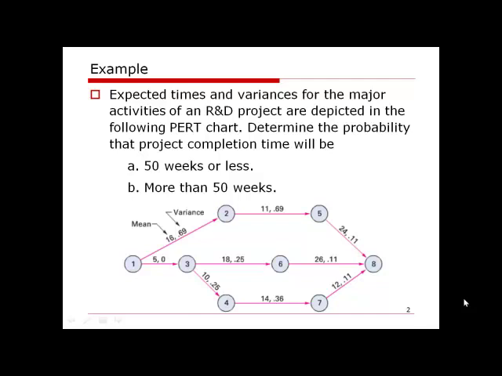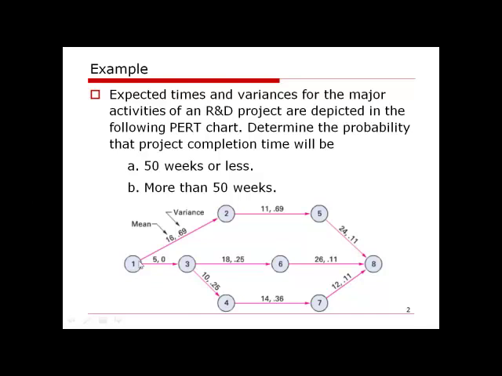Now in this diagram, we show the expected time and variance for the major activities of an R&D project. And we need to determine the probability that the project completion time will be 50 weeks or less, or more than 50 weeks. Now look at the diagram here. This is not an AON diagram. It is activity on arrow, where we use each arrow to represent a major activity.